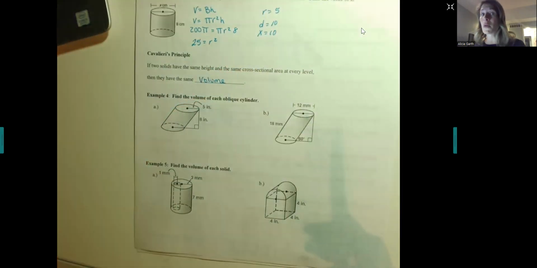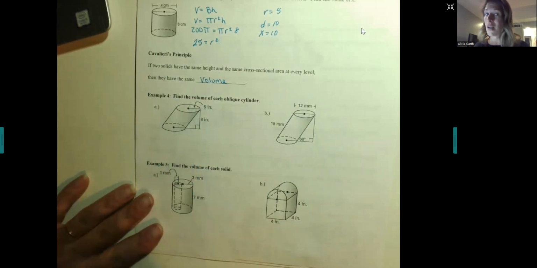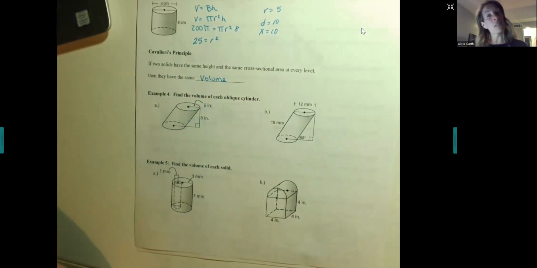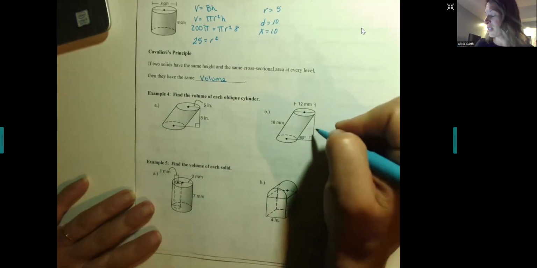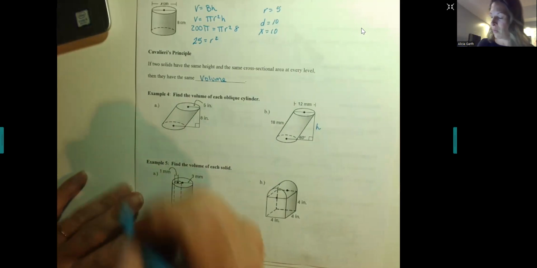So here, what we're going to do for the next two is we're going to look and notice that in one of them I am given my height here. Height always perpendicular, and I just get to use that. In B, I have to find my height. Thank goodness they give me a 30, 60, 90 triangle, and then I can solve for it.